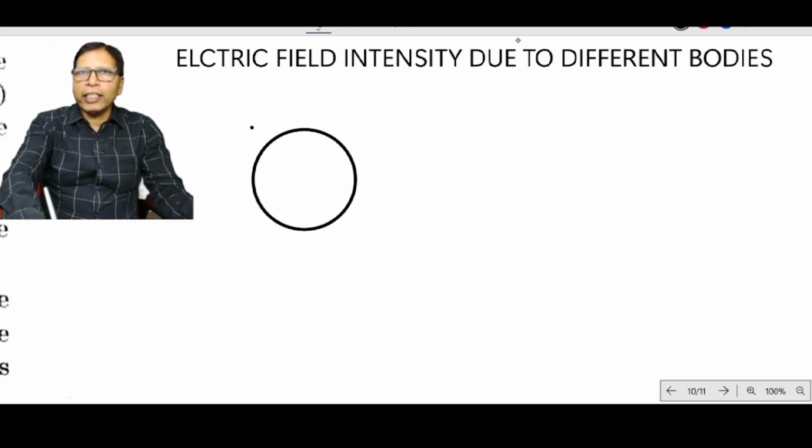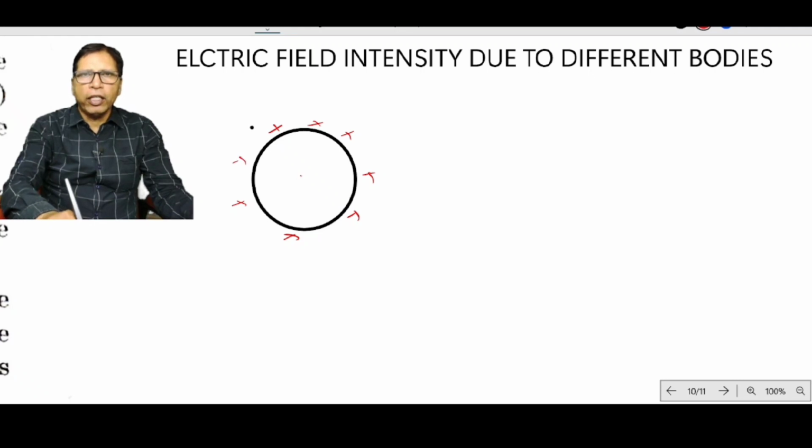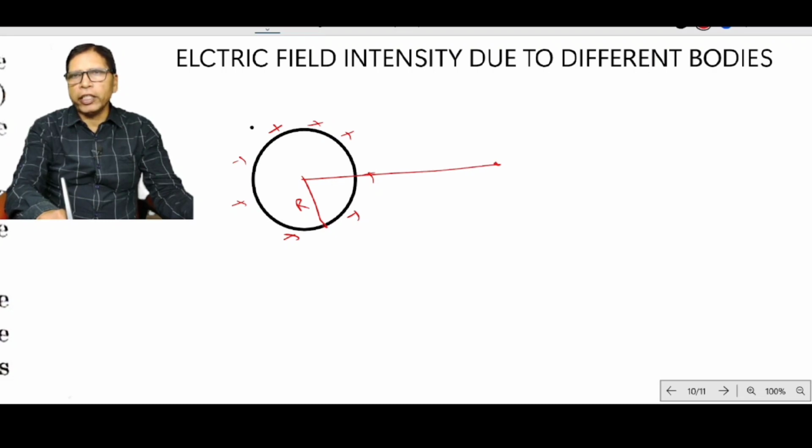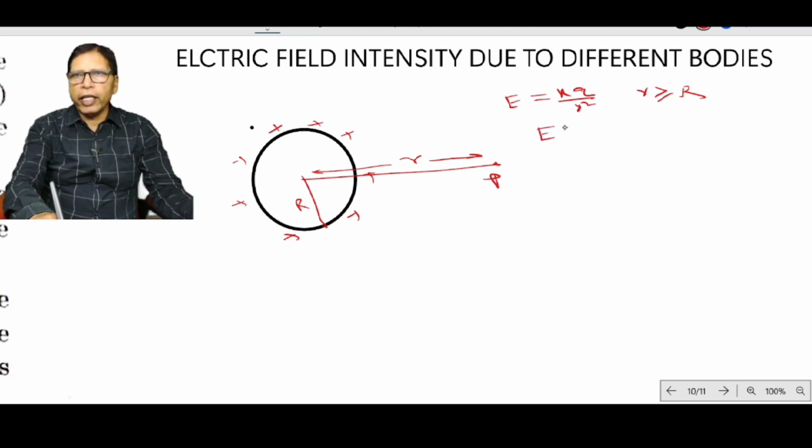A spherical shell or conducting sphere has only surface density of charge, so charge resides over the surface. Suppose the radius of the spherical shell is capital R. We have to calculate the intensity at the point P at a distance r from the center. So E equals kq by r square when r is greater than or equal to capital R, and E equals 0 when r is less than R.